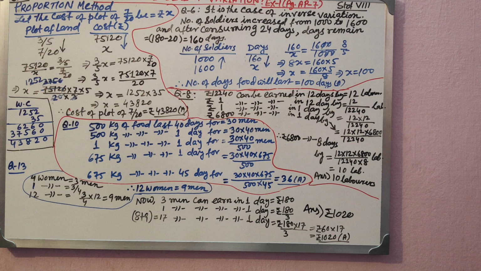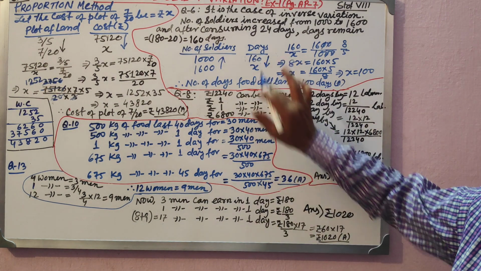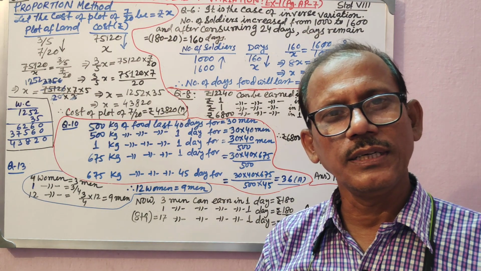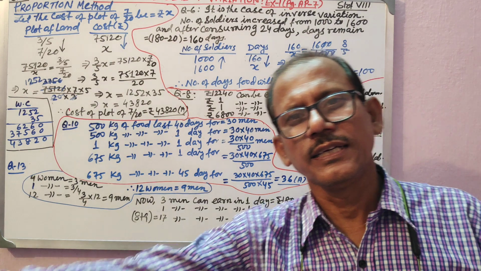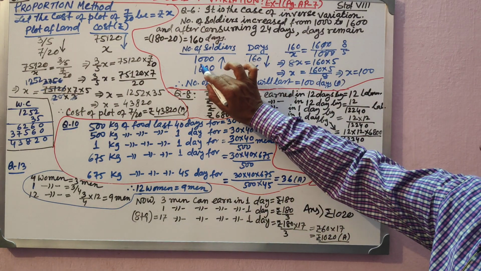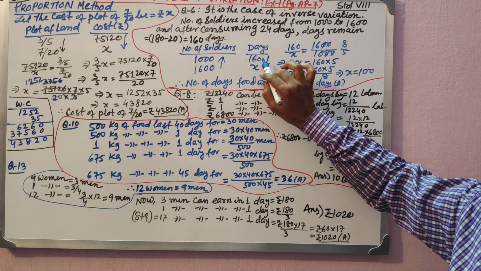So what has happened for 1000 soldiers after 20 days, how many days are left? That is 160 days. After 1000 soldiers ate for 20 days, how many days are left? 180 days it was kept for. So 180 minus 20, that is 160 days. So for 1000 soldiers, food will last for 160 days.